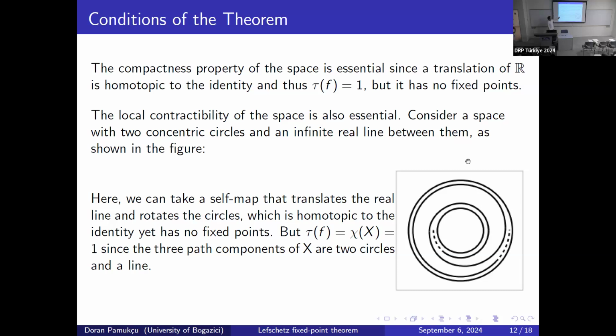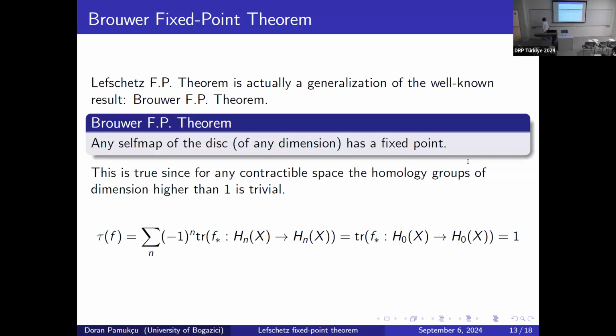And for the local contractibility case, it's a bit more complicated. You take two concentric circles and a line between them. You take a map that rotates the circles and translates the real line between them, which is again homotopic to the identity. And it has no fixed points, but if you find the Lefschetz number, which is again equal to the Euler characteristic, it is 1. And it is non-zero. So our theorem is not true for this case as well. So we need these two conditions, local contractibility and compactness, so that our theorem becomes true.